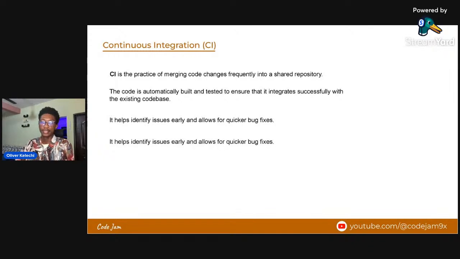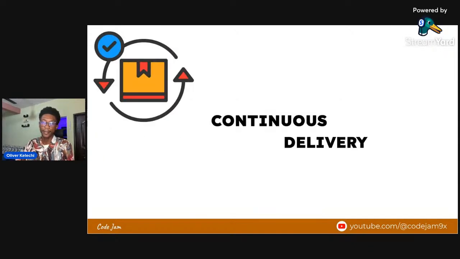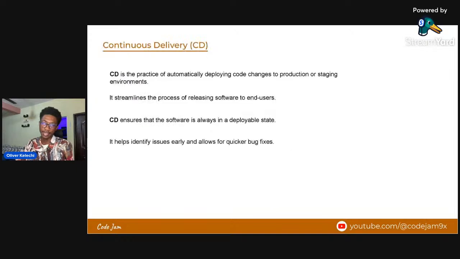Okay, so next, we have the next part, continuous delivery. Continuous delivery is actually the marketing part, what you're actually marketing. After you have code, what happens next? You want it to get to the user. You want the user to use that feature. That is the product. Maybe you have an application where people get to shop online and buy things. So how do you get that application to the end user? That's where continuous delivery comes in.